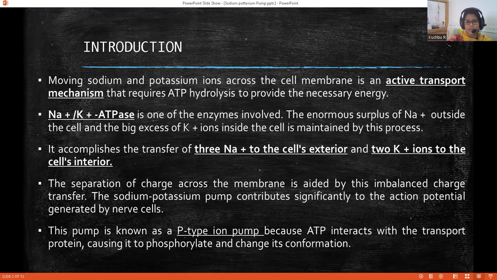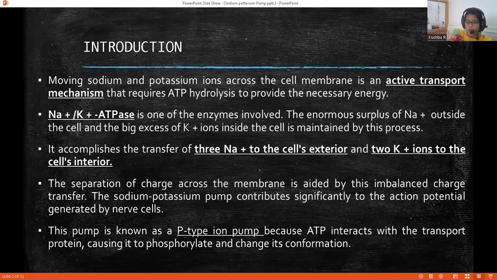It is always in such a way that 3 sodium molecules will leave the cell and 2 potassium molecules will enter the cell. That is why we have written it as 3 sodium to the cell's exterior, as in 3 sodium molecules exit the cell, and 2 potassium ions enter the cell. This happens under a standard equilibrium maintained by the cell.